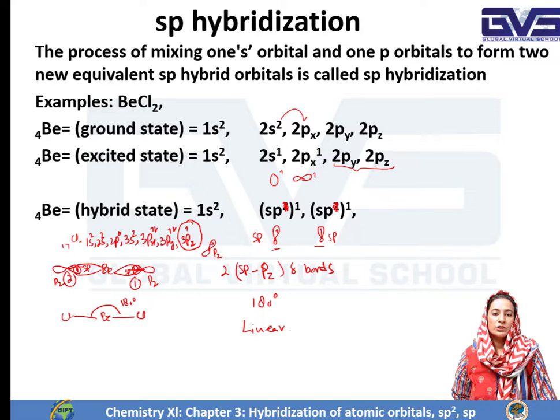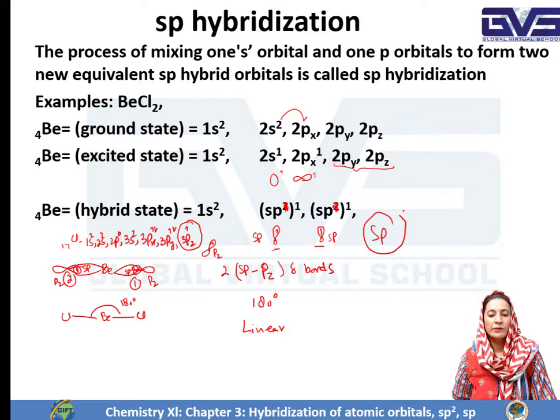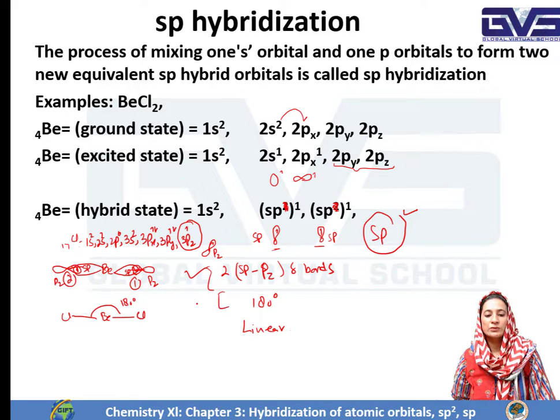So what are the features of beryllium chloride? It is sp hybridization. It has 2 sigma bonds, that are sp-pz sigma bonds. The angle is 180 degrees and the shape is linear.